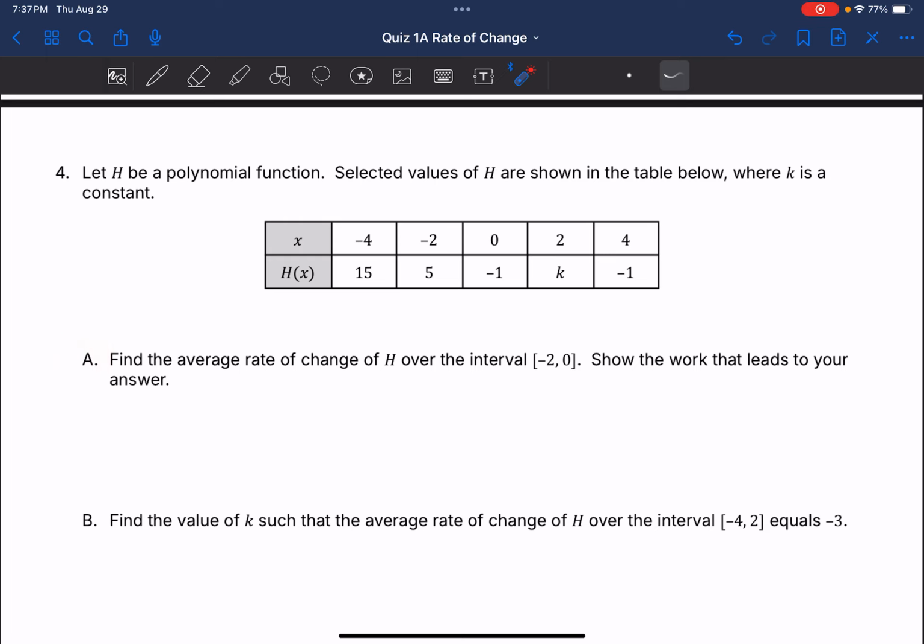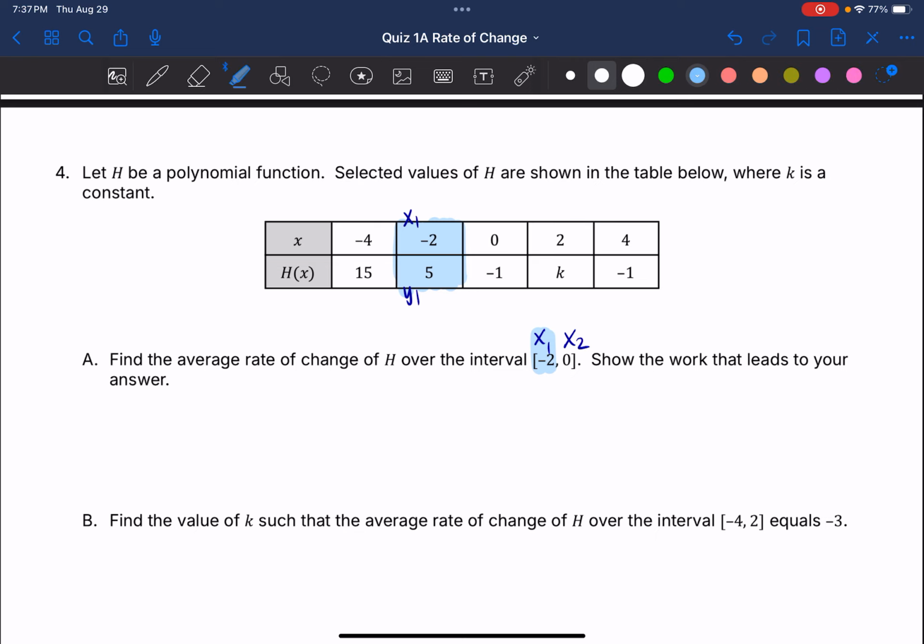So part A, find the average rate of change of h over the interval -2 to 0. Intervals are always x's, so this would be x1 and x2. Show the work that leads to your answer. Okay, so let's start off with, let's find the y values that go with those x's. If x1 is -2, I would look at the table where x is -2. See that? So that means that this is the y value that goes with it. So actually, I'm going to label like this. This is x1 and this is y1.